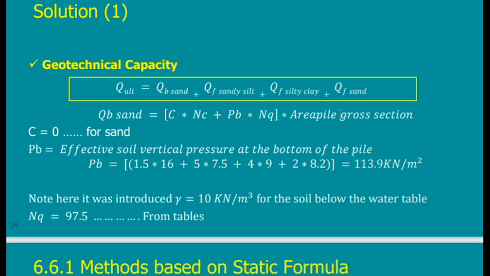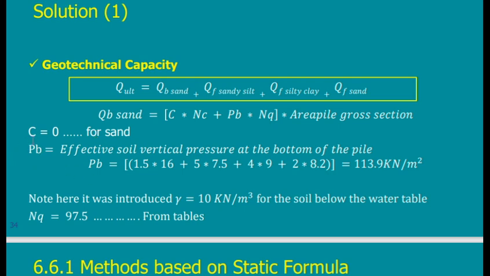I will start with my layer. The layer is sand. Because it is given that it is sand, it means that C equals 0. Then I don't have to calculate CA and C and so on. C is equal to 0. So because it is sand, it only includes phi.